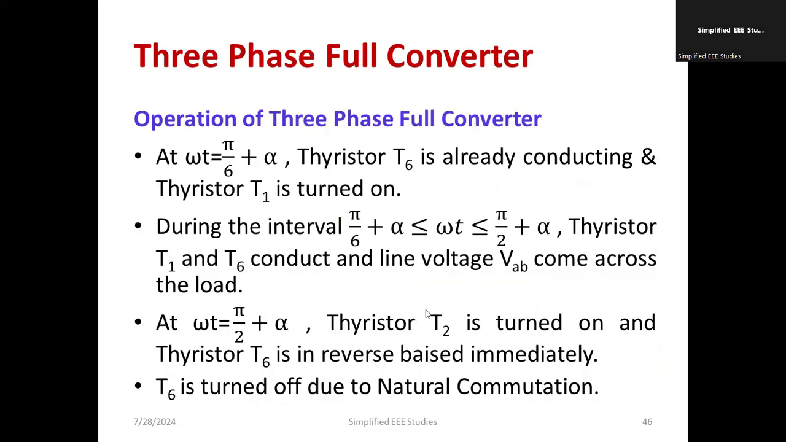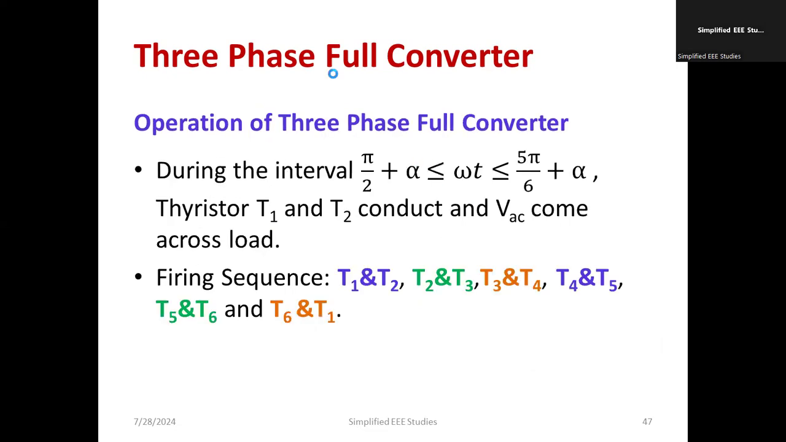Similarly, we can go for the other cases. For thyristor T2, when omega t is equal to alpha plus pi by 2, thyristor T2 will be turned on and T6 is immediately reverse biased. So T6 is turned off due to natural commutation. Commutation is nothing but the method of turning off the thyristor. Similarly, between alpha plus pi by 6 and 5 pi by 6 plus alpha, T1 and T2 will be conducting. The cycle will be repeated.